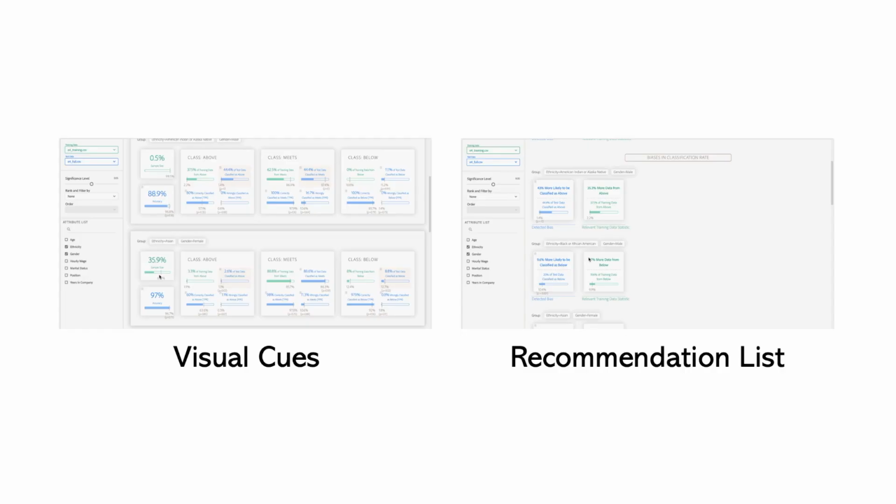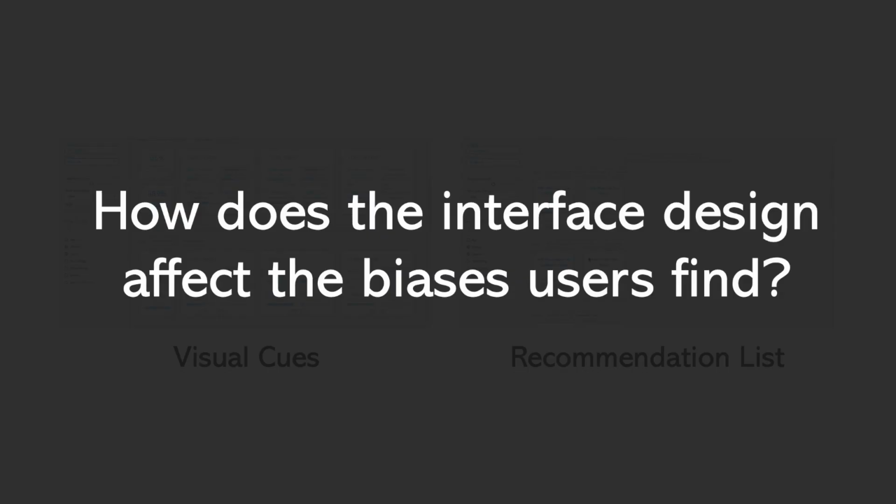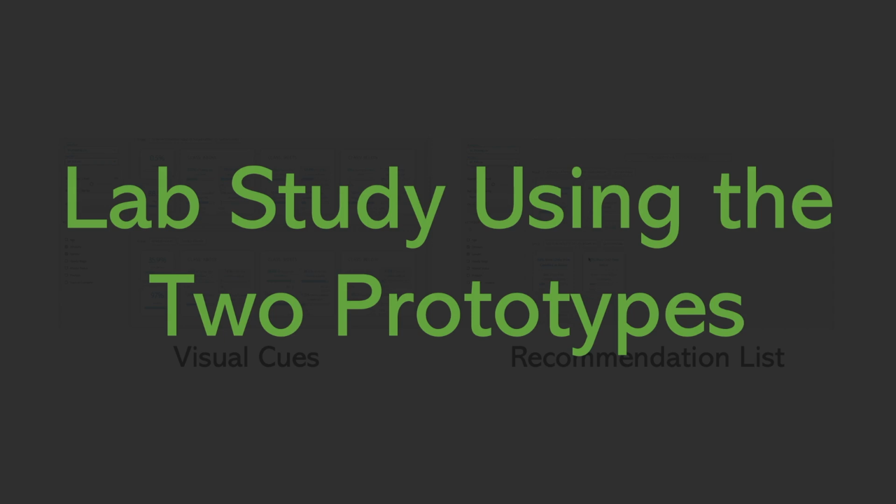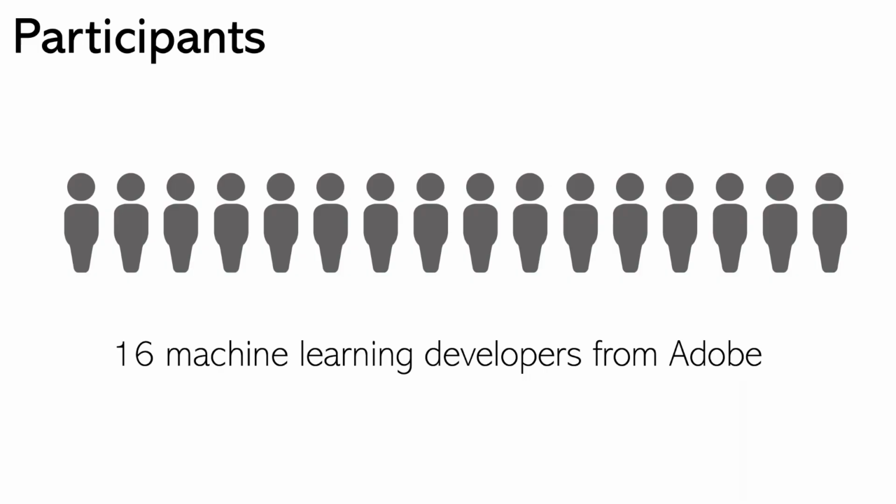But with these two prototypes, we can really answer this question. How does interface design affect the biases users find? So we conducted a lab study to observe how people use the two prototypes for detecting model biases. We recruited 60 machine learning developers from Adobe to use our prototypes. These people build machine learning models in their job.